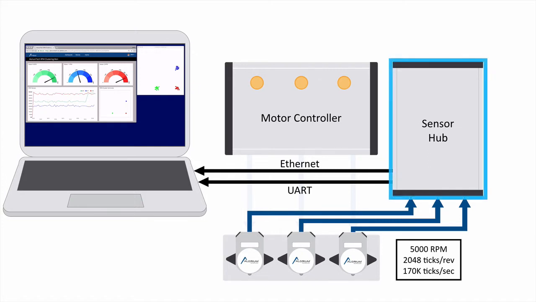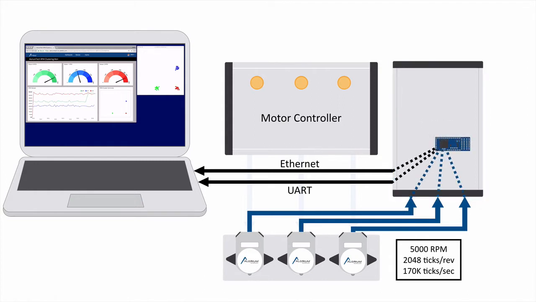Now, this sensor hub box is actually a lot larger than it needs to be because there's not much in there. The core processing element that's in there is one of our snowboards. And so all of that data, the Quadrature data from the motors, as well as the control going out to the Ethernet connection and the UART, is all coming from the snowboard.